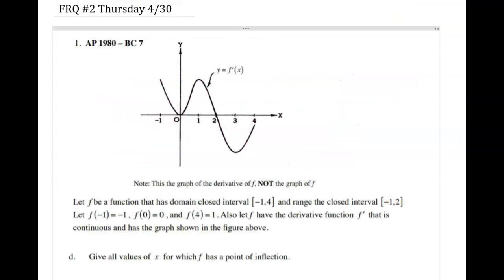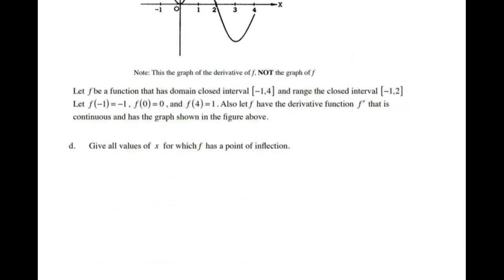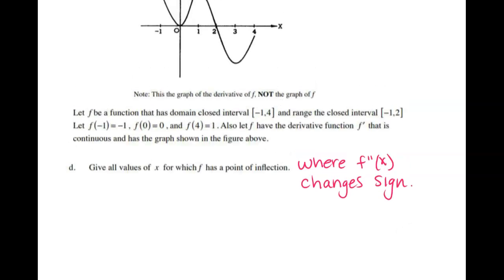Part D, we're looking for points of inflection. And these occur where f double prime of x changes sign. Usually we're looking for where it equals 0, but really it doesn't matter if it's 0, it has to change sign, which I guess only occurs when it's 0. But so let's make ourselves a little table.